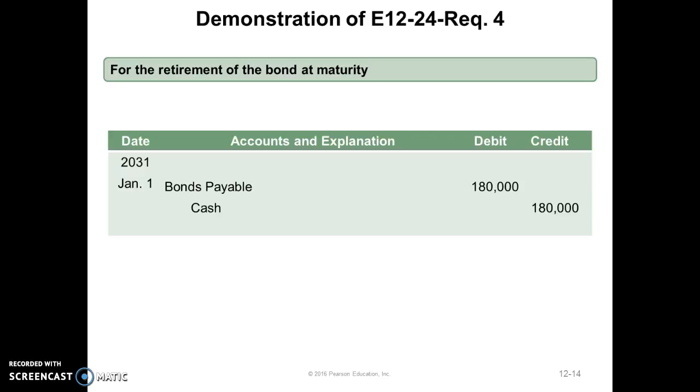And now we're going to retire the bond. So we're going to pay the bondholders 180,000 cash, and we're going to take that liability off our books. That's why we're going to debit bonds payable at the par value for 180,000.